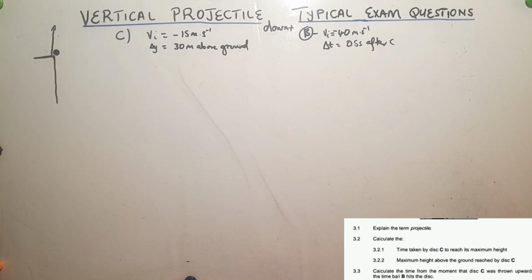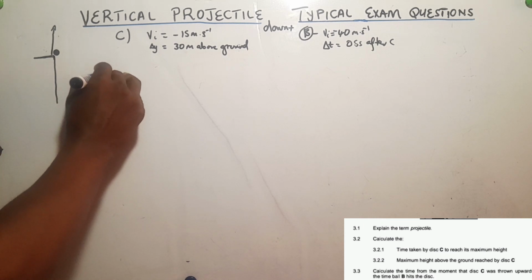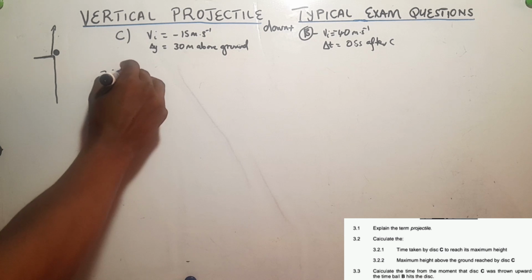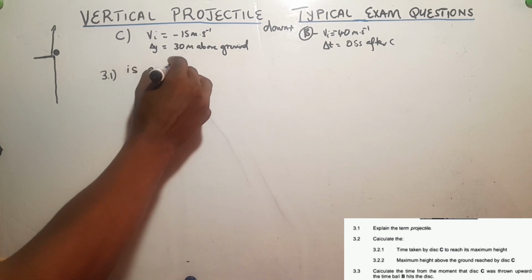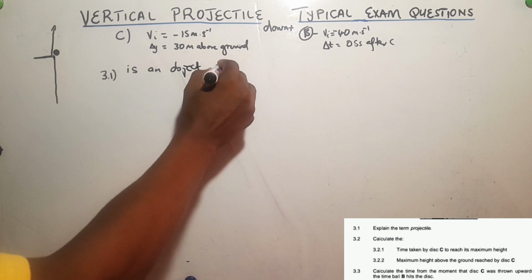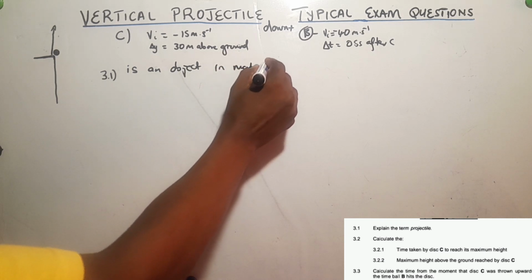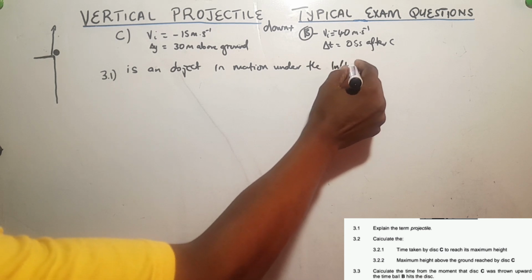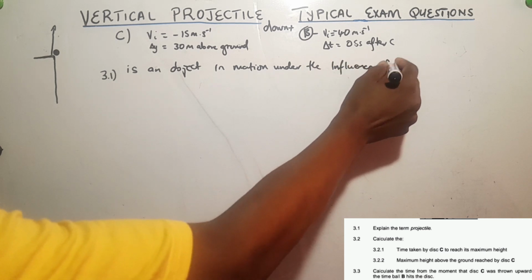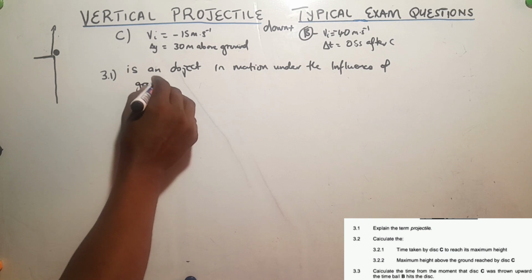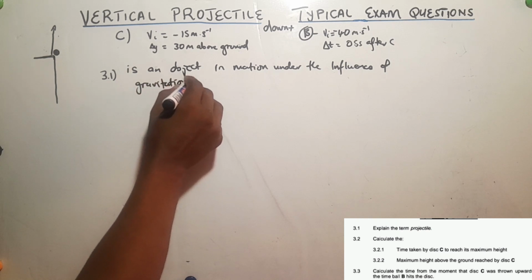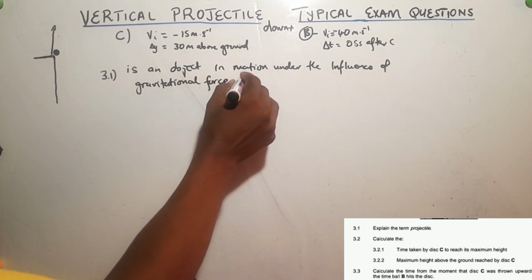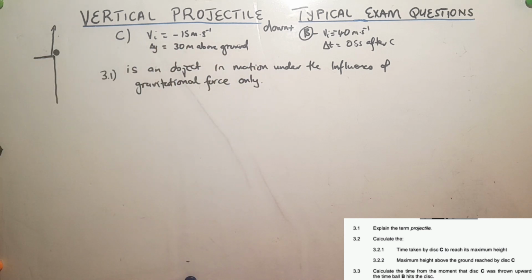The first one is saying explain the term projectile. So how do we explain projectile? We know that a projectile is an object in motion under the influence of gravitational force only, and you can get your 2 marks there, right?